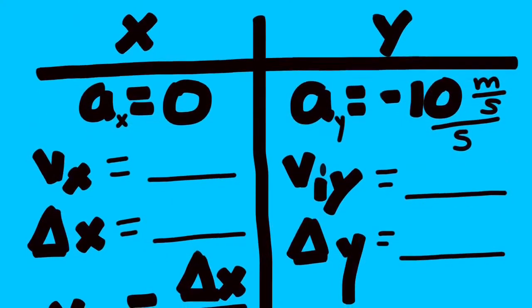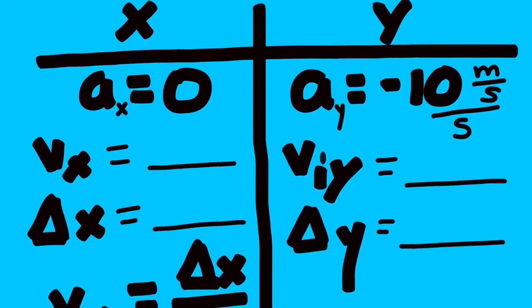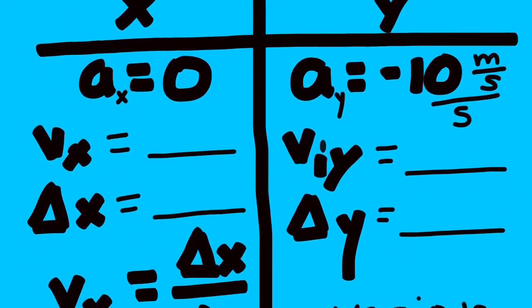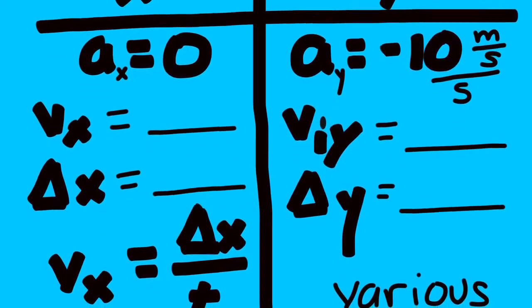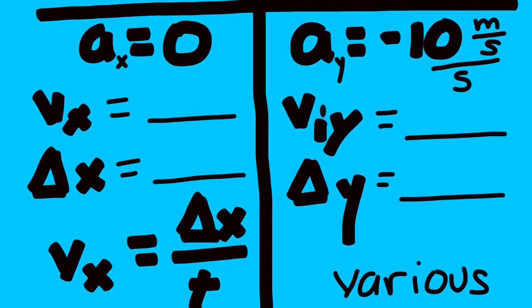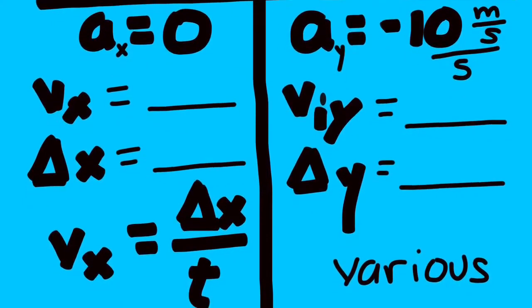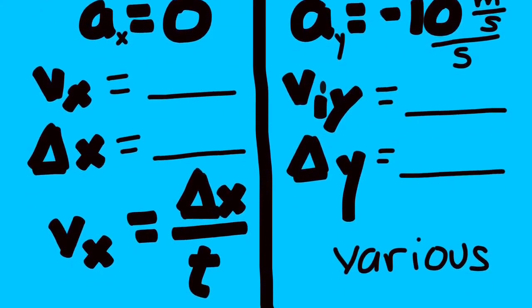Same thing in the y column. For the vertical, the acceleration, however, is 10 meters per second every second down. I'll use a negative because I'll use up as positive. Record the values that you have and then use whatever equation is needed to find what you're looking for.